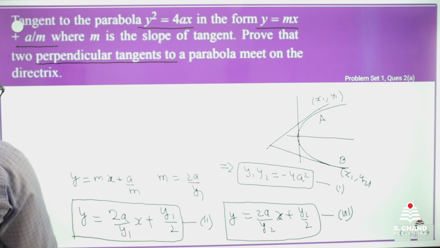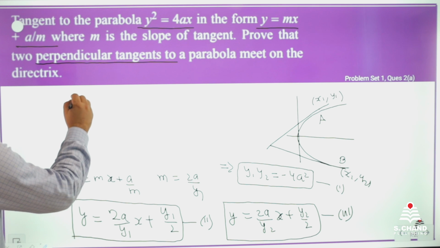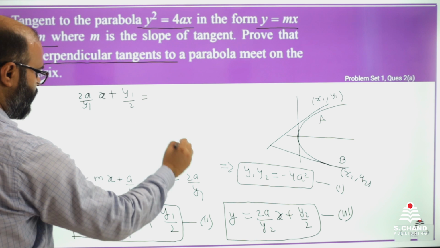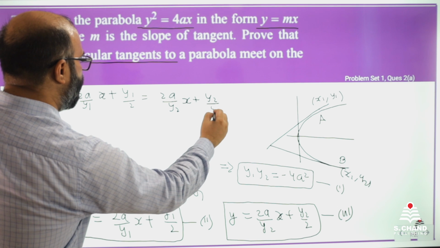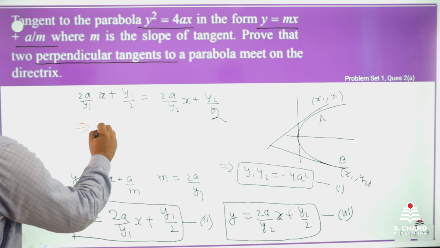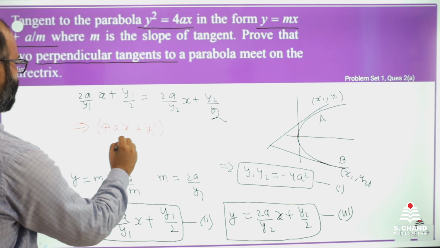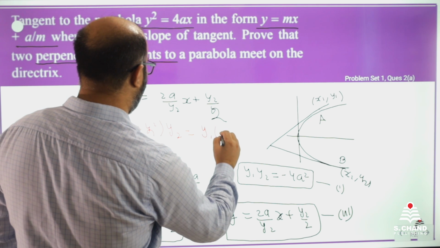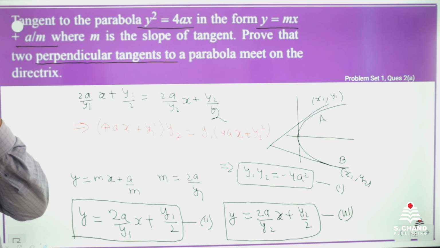So what we will do here is, we will say that if these two are intersecting, then 2a/y1 x plus y1/2 is equal to 2a/y2 x plus y2/2, like this. Now after doing this, we get (4ax plus y1 square) into y2 is equal to y1 into (4ax plus y2 square). We can write it like this.